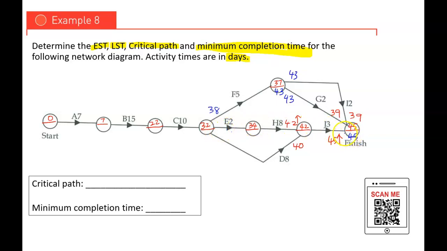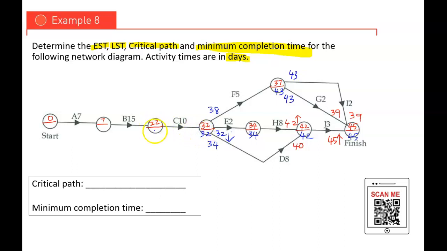So same goes on with 45 minus 3 here, I have 42. So 42 minus 8, I have 34. 42 minus 8, I have 34 here. 34 minus 2, 32. Now, when there is more than one path for LST, which value would you go for? You always go for the lowest value. So bring the lowest value down there.